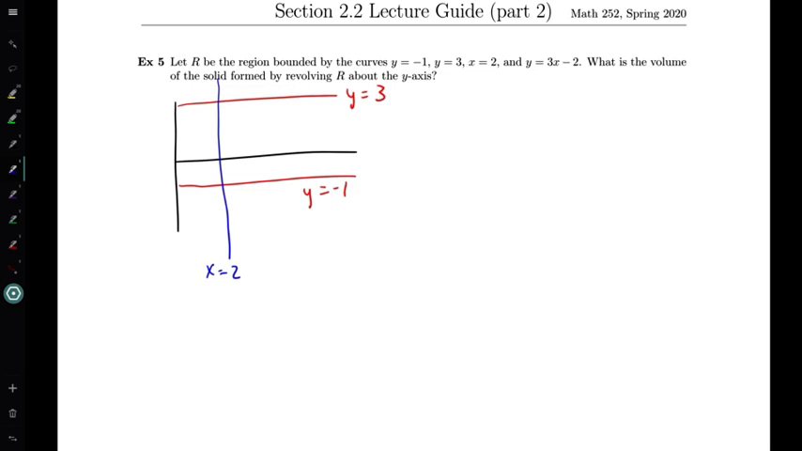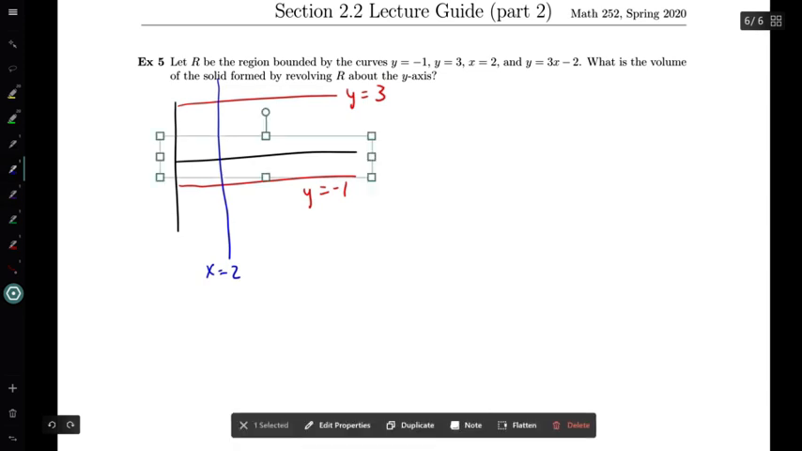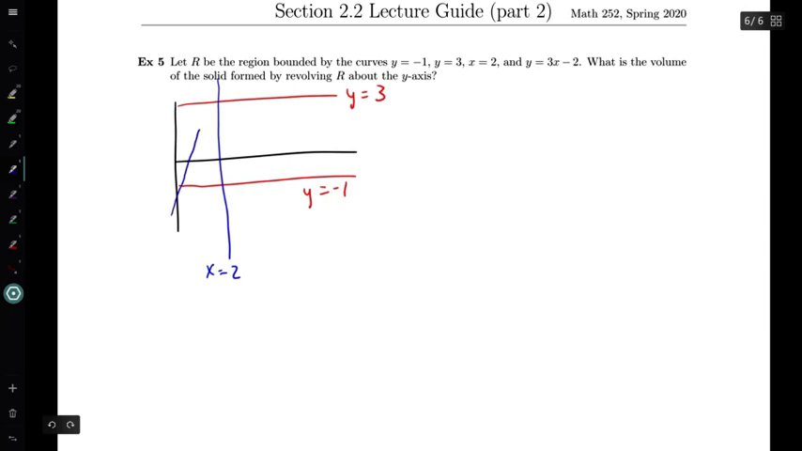So 3x minus 2 we know is a line with slope 3, y-intercept minus 2. In particular, maybe I'm interested in knowing where it intersects this blue line here. If I plug 2 into 3x minus 2, I get 3 times 2 is 6, minus 2 is 4. So the line 3x minus 2 here is going to be pretty steep. It's going to do something like this. That's y equals 3x minus 2.